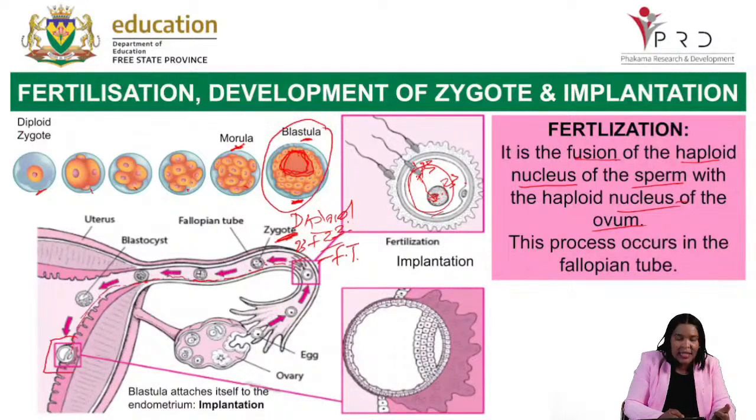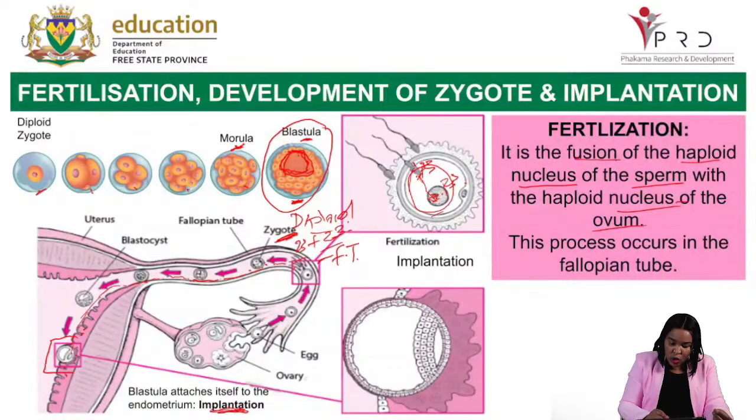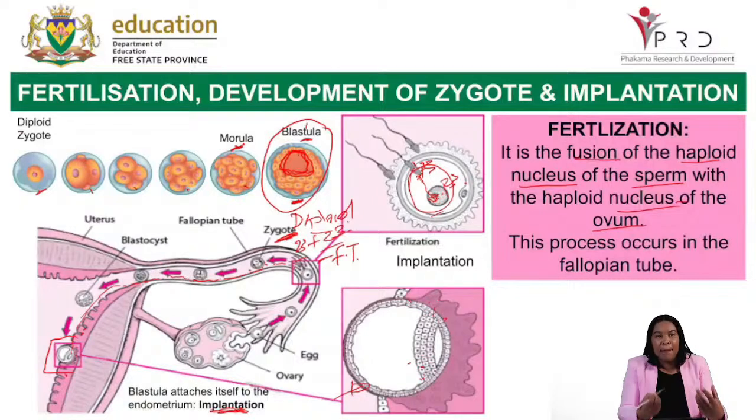It embeds itself on the endometrium. Therefore, when it attaches itself on the endometrium, we call this implantation. So this is just a zoomed out picture that shows you how implantation of this blastula takes place. And then the blastula is the one that is going to grow into an embryo until it becomes a fetus.